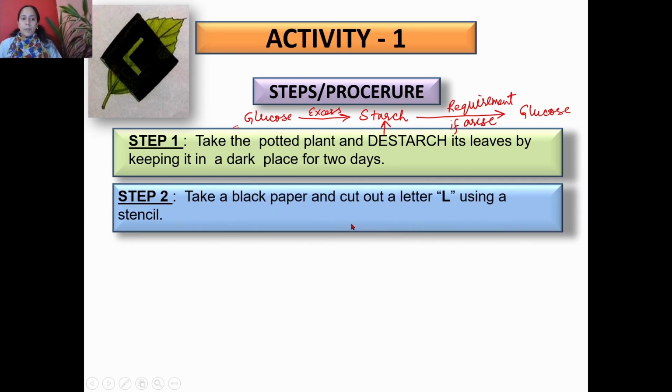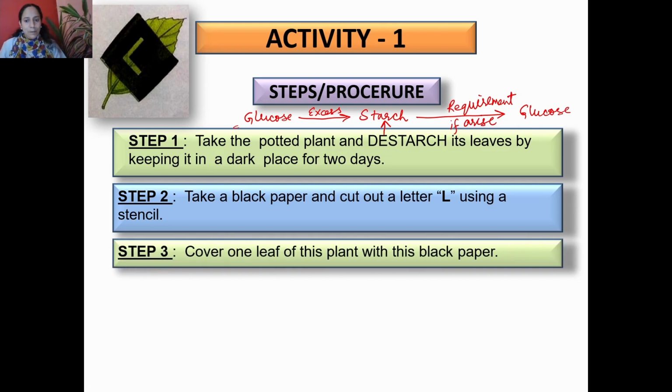So now imagine we have a potted plant. Earlier we had kept it in our balcony, and now we are bringing it and keeping it in our storeroom for 2 days. Then what is the next step? We have to take a black paper and cut a letter L. You can use S or K as per your choice. But in this experiment, we have cut the stencil in this paper with letter L.